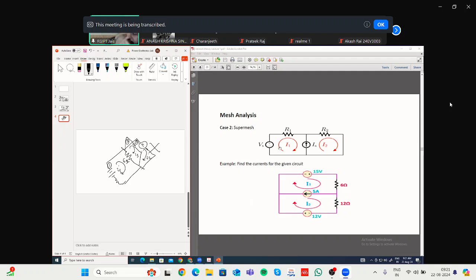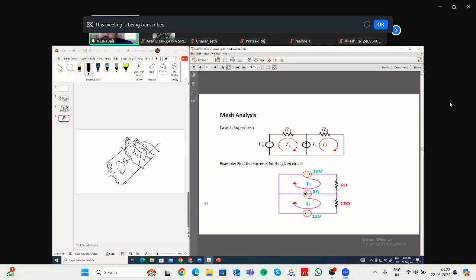Okay, so let us consider this circuit. Just by visual inspection, you can see that there are two meshes. This is mesh 1 and this is mesh 2. So you have considered that current I1 is flowing through mesh 1 and I2 current is flowing through mesh 2. And there is a common 5 ampere current source in both mesh 1 and mesh 2.